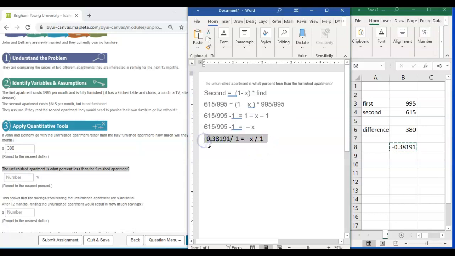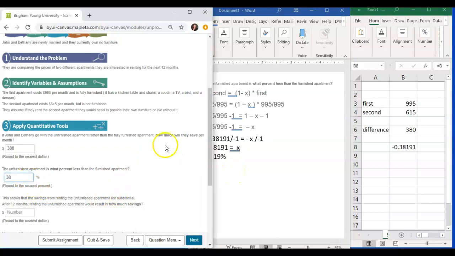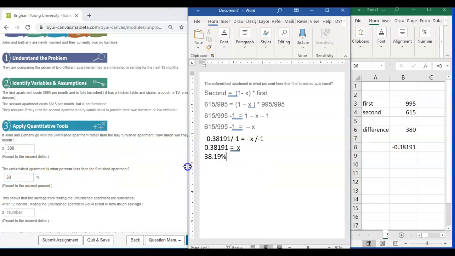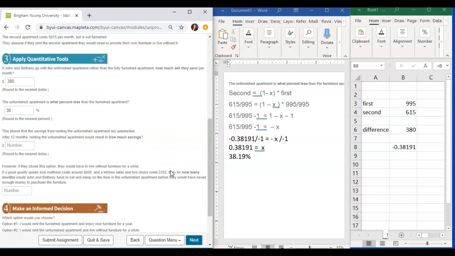So I'm going to just copy and paste this for my next step and show that this became positive because we divided by a negative, and same on this side. So that x equals 0.38191, which we can rewrite as a percent by moving the decimal 2 places to the right. So it's 38.19%, and then it's probably going to have me round to the nearest percent. So just 38%. There we go. And we don't want to write percent in there because it's already annotated here in Mobius. Okay, let's move to the next one.